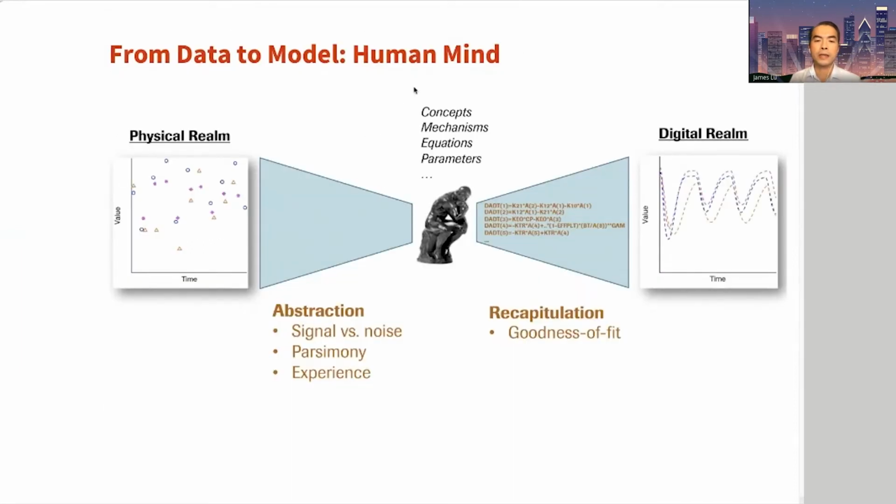So currently, how do we go about the process of going from data to model? We use the power of the human mind to abstract data. Namely, we make use of concepts and mechanisms from which we write down equations and parameters. Eventually, after a few iterations, we are then able to capture the observed data and represent it in the digital realm.